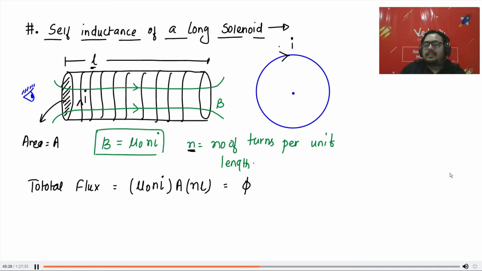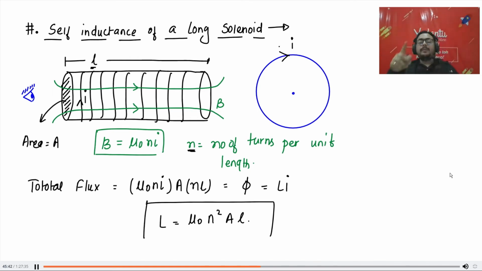Now flux is equal to Li. Am I correct? I gets cancelled out and L you will get is mu naught n square AL. This is the formula for self-inductance of a solenoid. Now look at it carefully. Does it depend on the current? No, it depends on the number of turns, the area of the solenoid, and the length of the solenoid. Please note down the formula, it is very, very important.